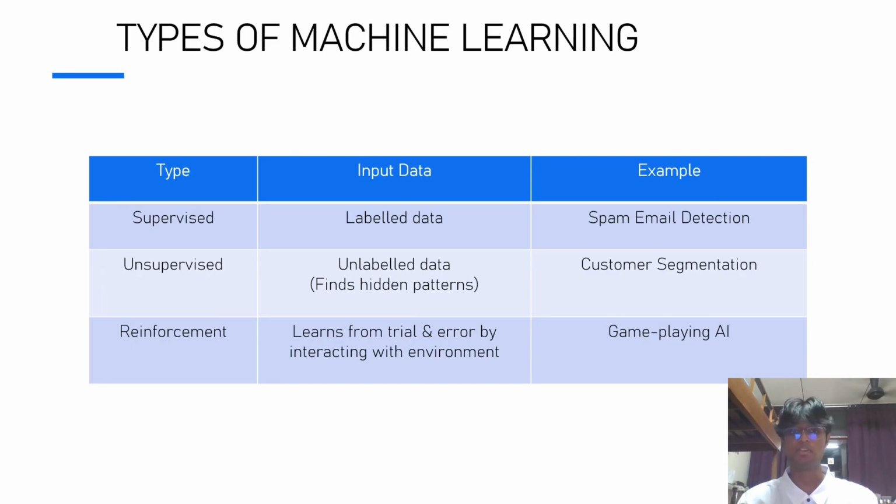Lastly is reinforcement learning, which is different from both previous, where it learns from trial and error by interacting with the environment with a reward system.